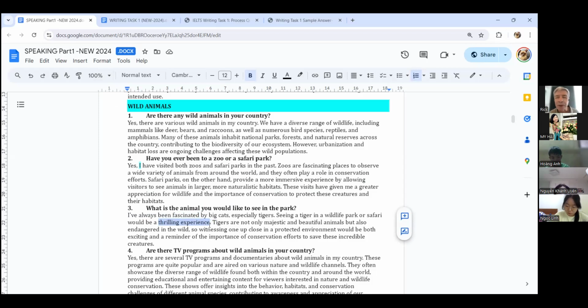On my birthday, we had a thrilling experience. I went to Disneyland, something like that. Thrilling experience, something very, very exciting, okay? To witness something, all that means is to see something. Witness, okay, just a more formal word means to see something. I witnessed a tiger up close, means I saw a tiger close to me. I witnessed a tiger up close.